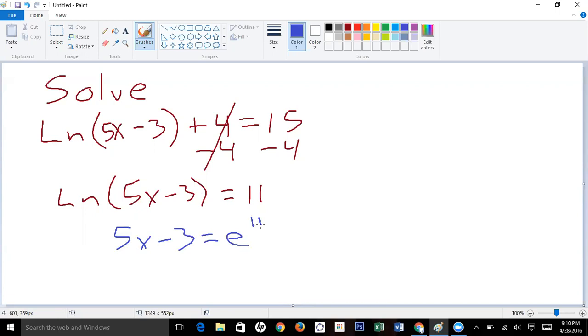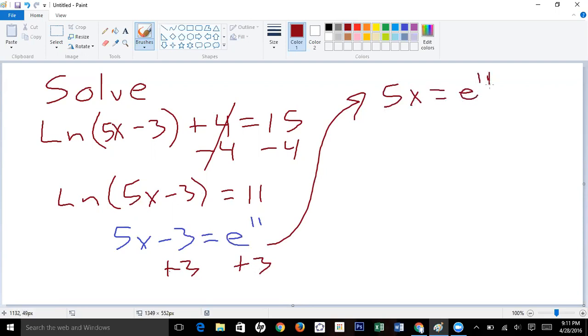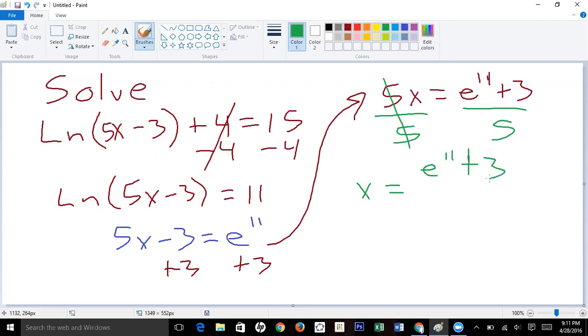So at this point, we can go ahead and try to isolate x just by using our basic properties of algebra. So if we come up here, the first thing I'd want to move is our 3. So I'm going to add 3 to both sides. So I get 5x equals e raised to the 11th power plus 3. And then our final step to get x by itself, we would want to divide off the 5 from both sides. So that 5 is gone, and I get x equals the fraction of e raised to the 11th plus 3, all being divided by 5.